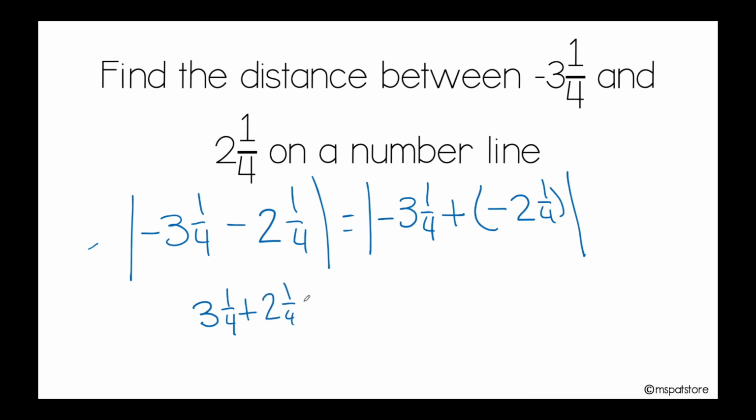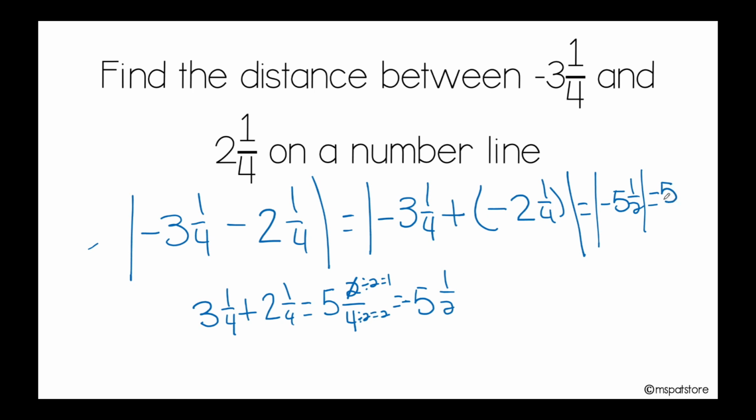Now I am ready to add my mixed numbers. So I'm going to add the wholes first. 3 plus 2 is 5. As they have the same denominators, I can add their numerators. 1 plus 1 is 2. Denominator stays the same. You can simplify this fraction, so it will be a half, because if I divide by 2 here, and also in the numerator, I am going to have 5 wholes and a half. As they have the same sign, I'll keep the same sign. So it will be absolute value of negative 5 and a half, which is positive 5 and a half.